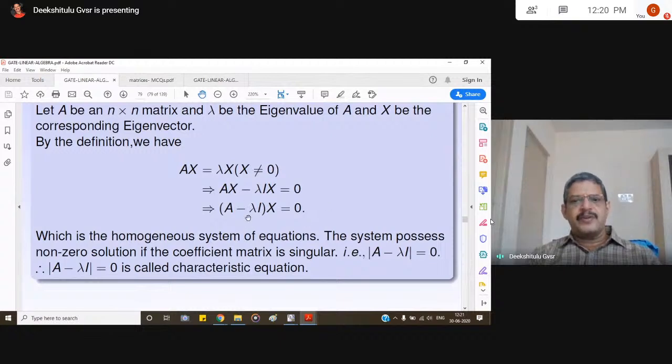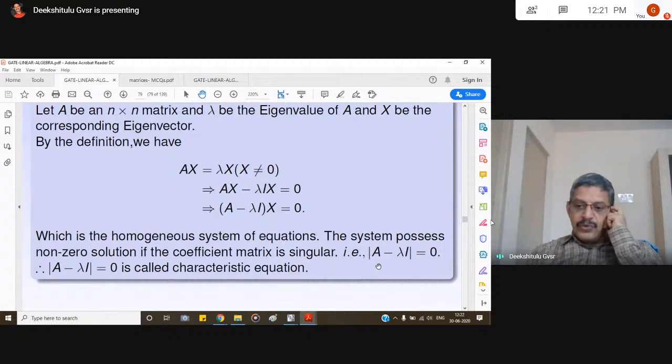This is a homogeneous system of equations for which x equal to 0 is always a solution, but we don't want x to be 0 because we want non-zero solutions. For a homogeneous system, I told you we have only two options: either a trivial solution only, or an infinite number of solutions. There is no case of no solution because the trivial solution is always there. The trivial solution we don't want, so the only option before us is an infinite number of solutions. The system possesses a non-zero solution if the coefficient matrix is singular.